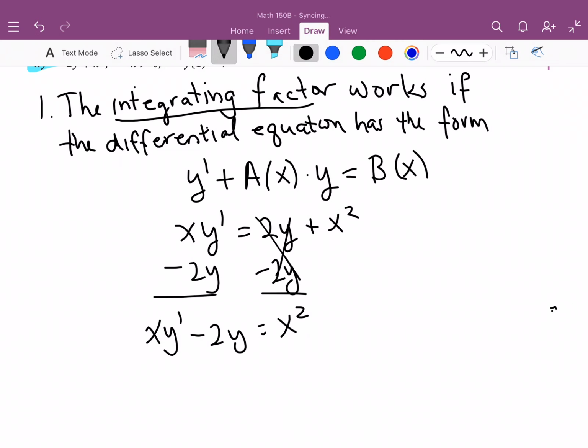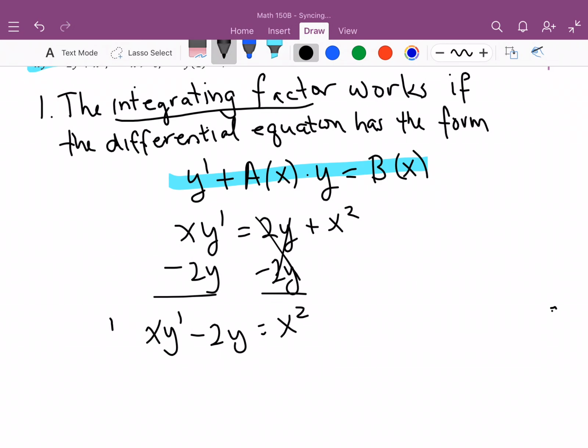All right, so it almost looks like this form. I have the y prime over here and the y over there, but the only problem is this x. This x is causing me a problem, so I'm going to have to do something about it. Here's what we're going to do: more algebra. We're going to divide everything by x.